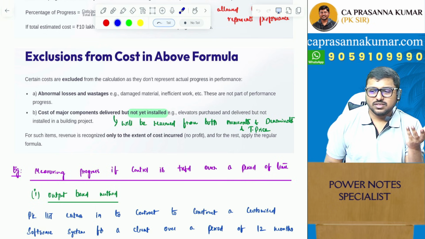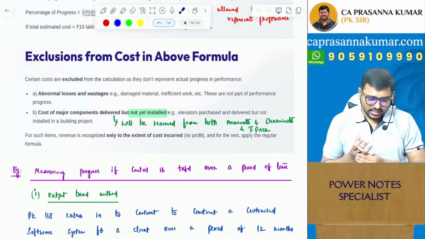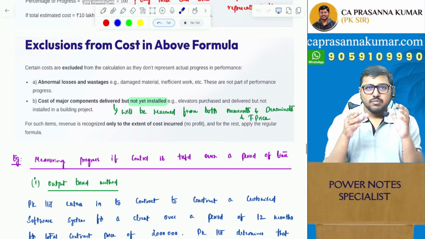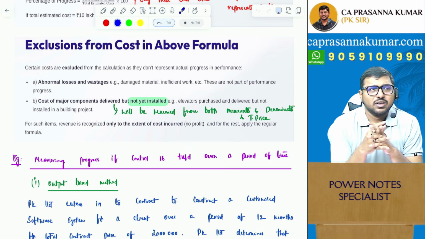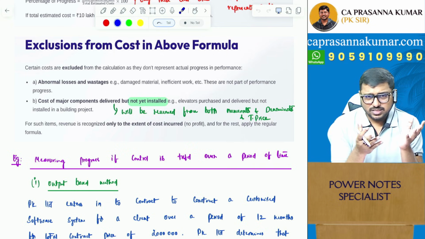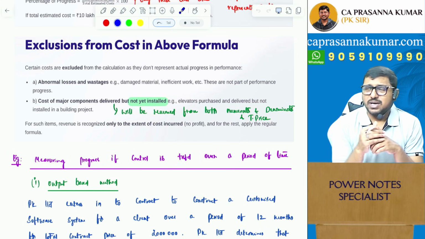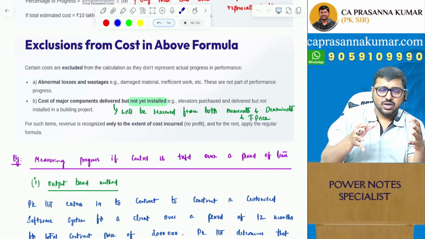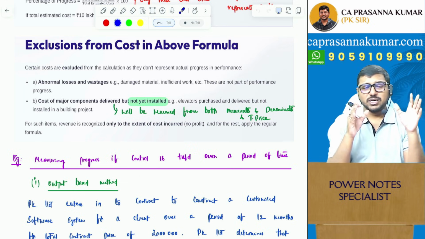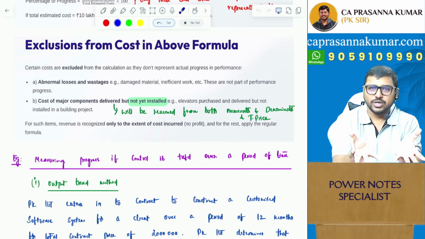Sir, what is this, sir? Why is it? See, the logic is very simple, because you did not do any value addition. For example, when you try to build big projects like gated communities, at the beginning itself they'll buy all these elevators, but unless the entire structure is done and that elevator is installed and you do all the other stuff like programming, only then are you doing the value addition.